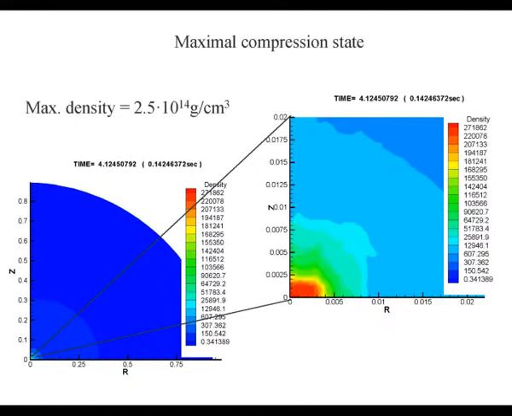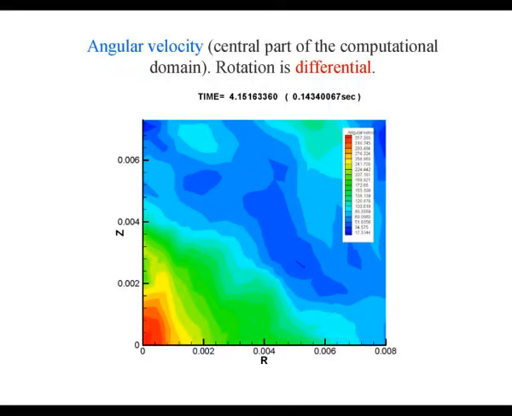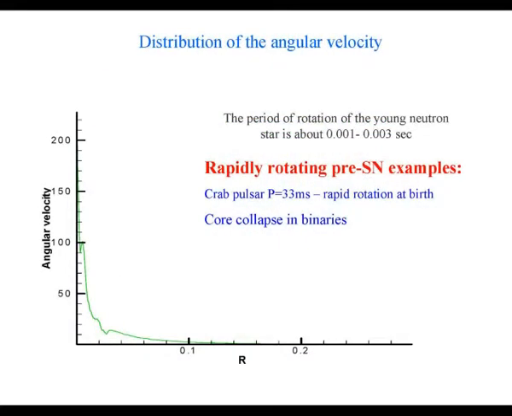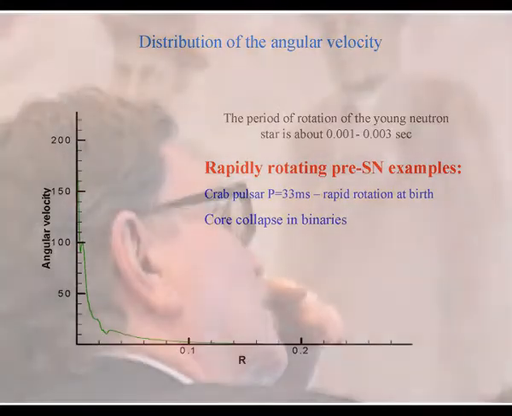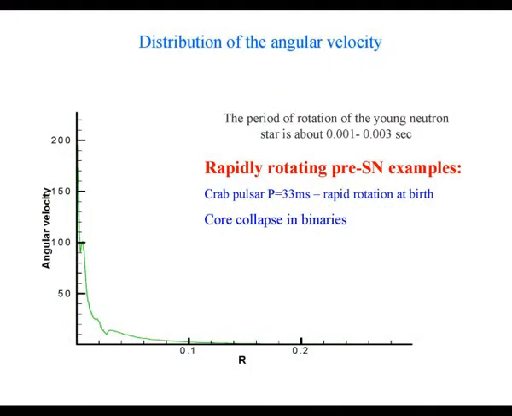And I must say that this kind of simulation was made by many, many groups. The important point here is the distribution of angular velocity after the collapse. The angular velocity is, how to say, differential. So the central dense core, the forming neutron star, rotates very quickly. Its period is just a few milliseconds. And here you can see the angular velocity distribution along the equatorial plane. It's a very steep plot.